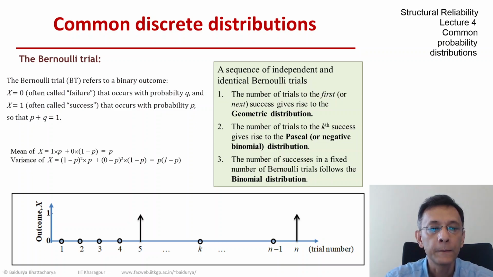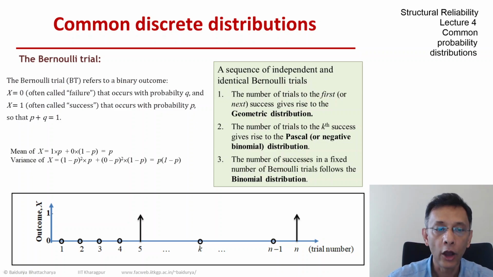Likewise, I might be interested not in the first success, but in success number k, and the question is at which trial it occurs. So that gives me the Pascal or the negative binomial distribution. And if I have a fixed number of trials, out of them how many are successes, that gives rise to the binomial distribution.